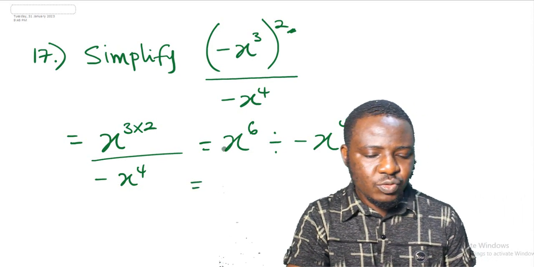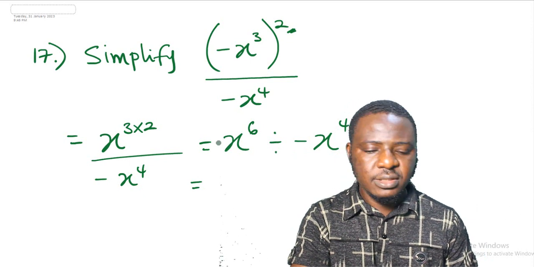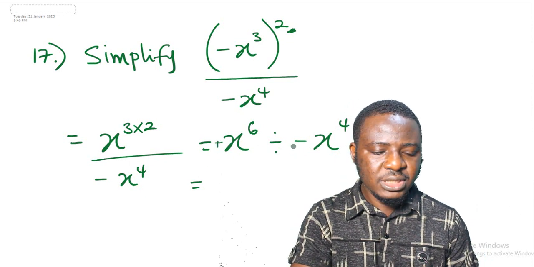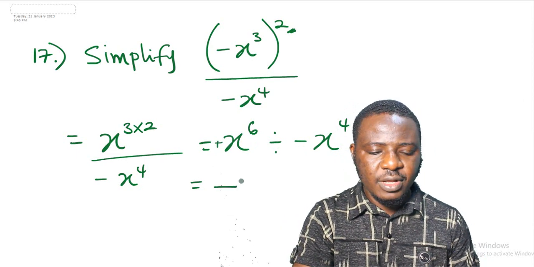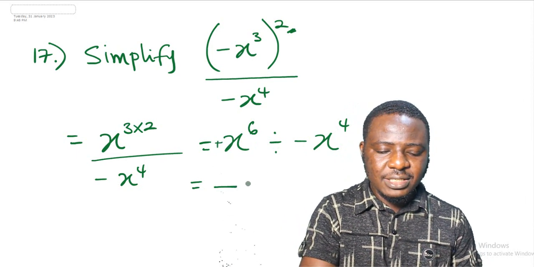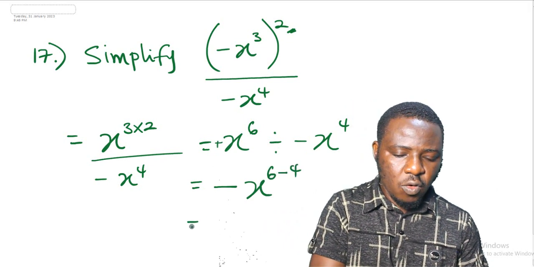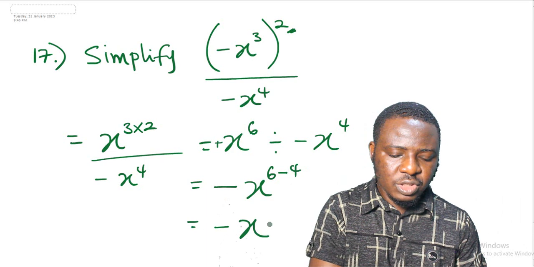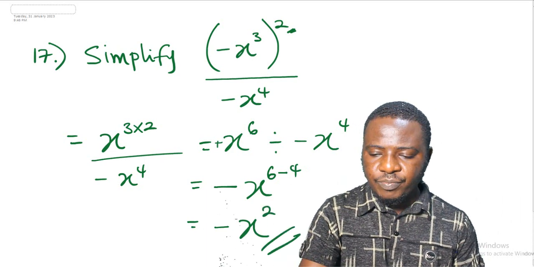So in simplifying this, where one is positive and the other is negative, you have to also divide their signs. This is positive. Positive divided by negative will return a negative. And then you apply the law of indices where applicable. This becomes x raised to the power of 6 minus 4, and our answer becomes minus x squared. So this is your answer.